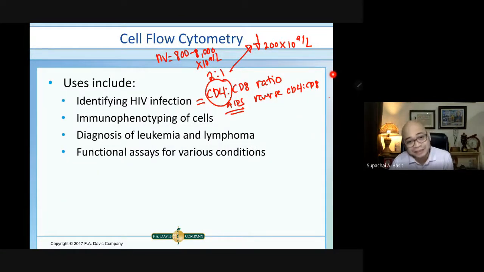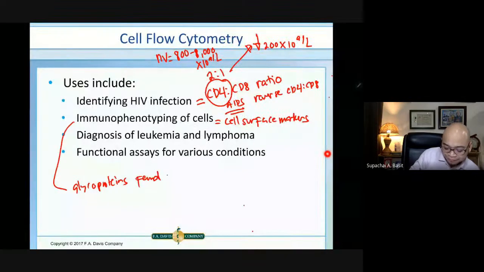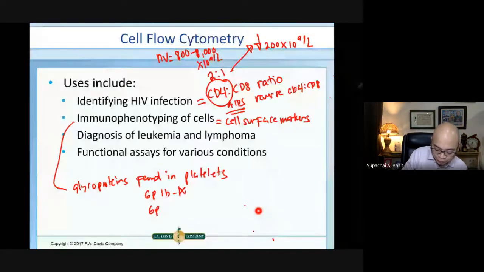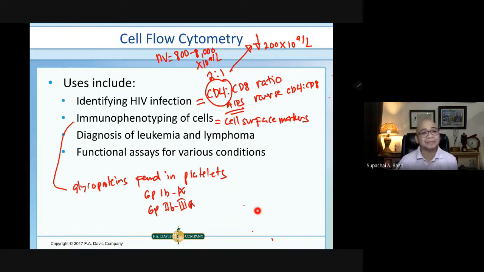Flow cytometry can also determine immunophenotyping of cells. Like what I've told you, we can identify different cell surface markers. Not only that, we can even identify the glycoproteins found in platelets. So for example, if you want to determine the glycoprotein 1b-9 complex or the glycoprotein 2b-3a complex, this is made possible by doing flow cytometry.